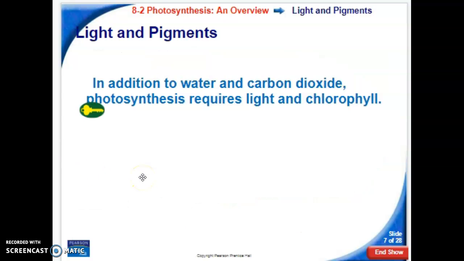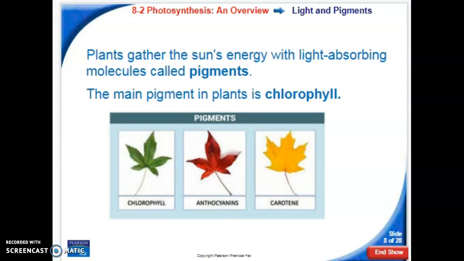So, in addition to that water and carbon dioxide, a plant also has to have that light energy and chlorophyll. Chlorophyll is a pigment. And how pigments work is the plants are going to gather the sun's energy with these light-absorbing pigments. Now, there's more than one type of pigment inside of a plant, and that's why you get different colors of leaves in the fall. But the main pigment that produces the most energy is called chlorophyll.